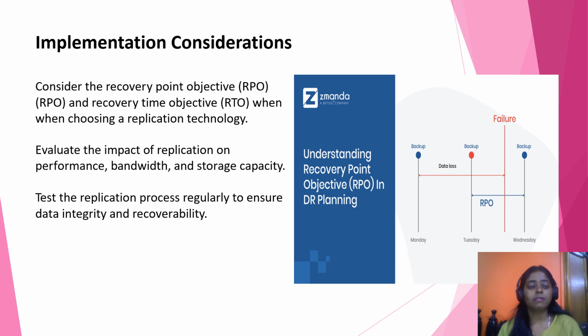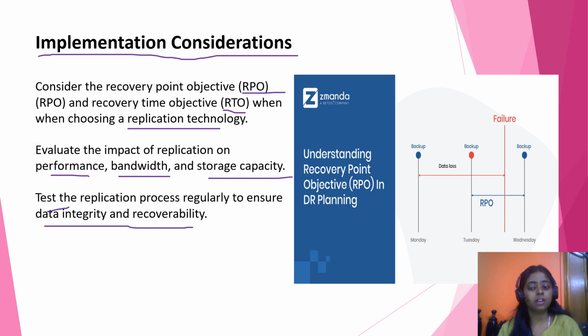So in this slide, we will be talking about implementation considerations. So consider the recovery point objective, that is RPO, and recovery time objective, that is RTO, when choosing a replication technology. Evaluate the impact of replication on performance, bandwidth, and storage system. Test the replication process regularly to ensure data integrity and recoverability.